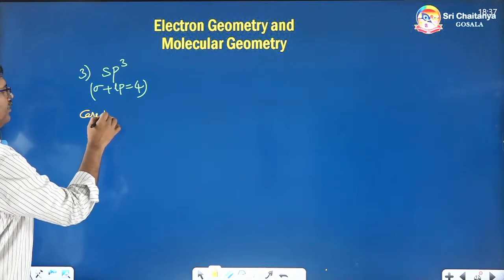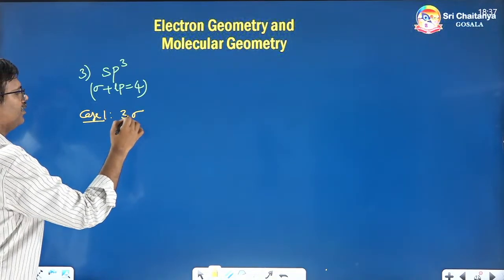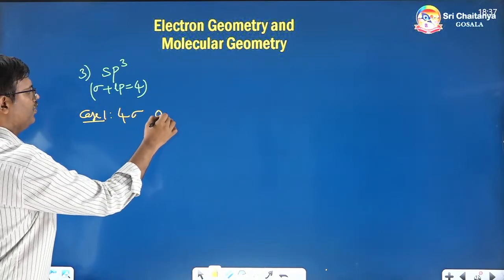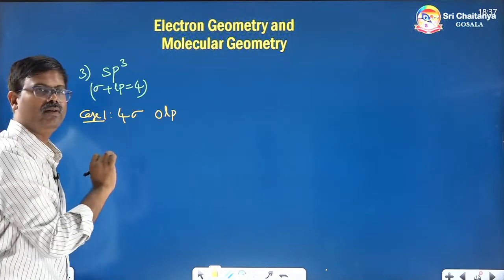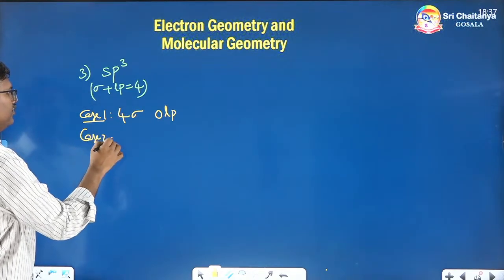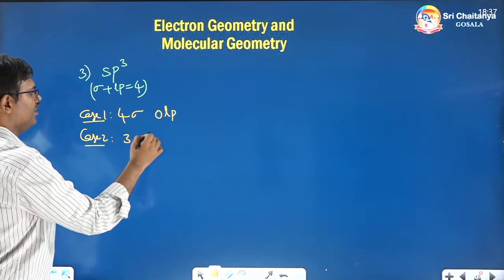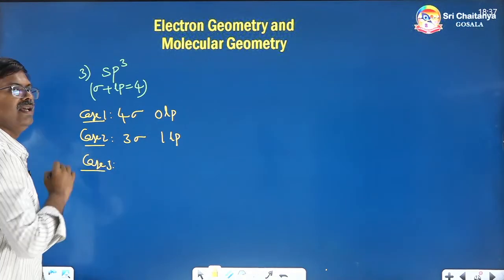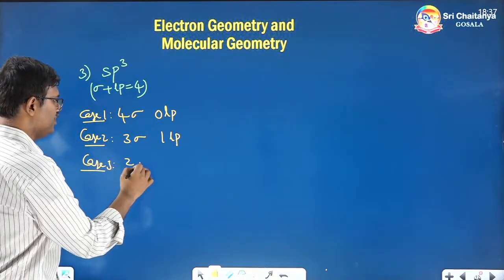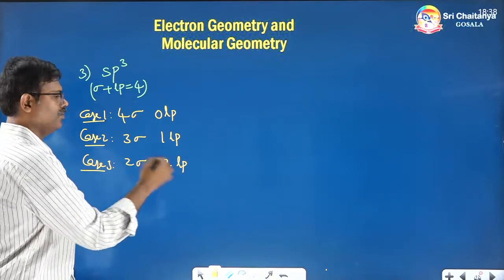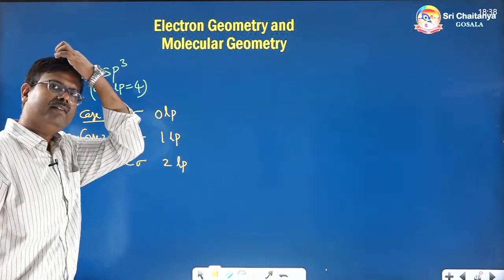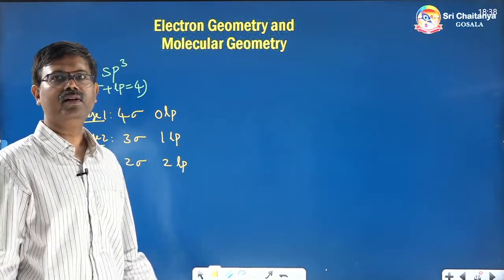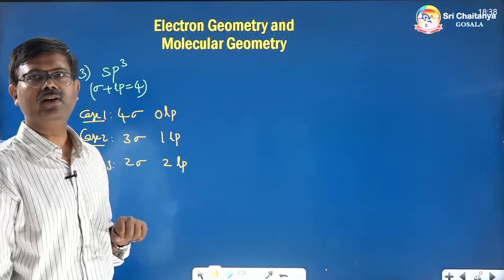Case 1, 4 sigma and 0 lone pairs. Then 4 plus 0, 4. Case 2, 3 sigma, 1 lone pair. 3 plus 1, 4. Case 3, 2 sigma, 2 lone pairs. 2 plus 2, 4. 1 sigma, 3 lone pairs, again a rare case, I have not seen such a molecule. So these are the 3 cases we will encounter.